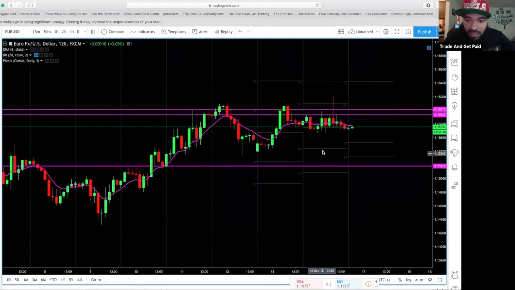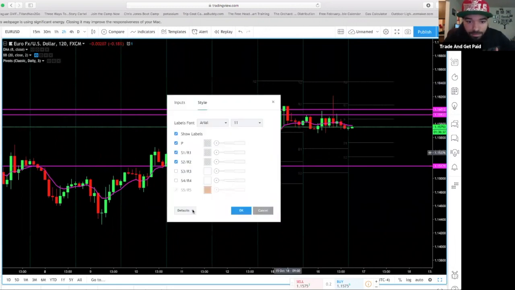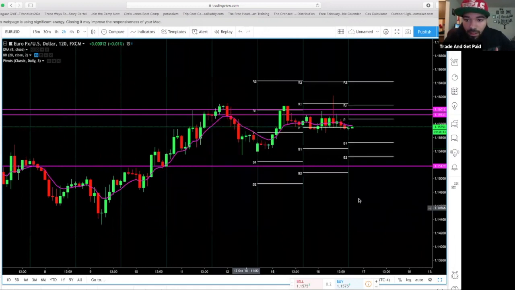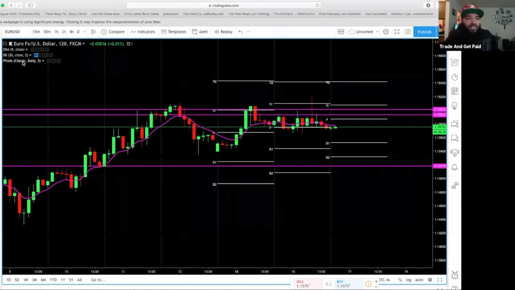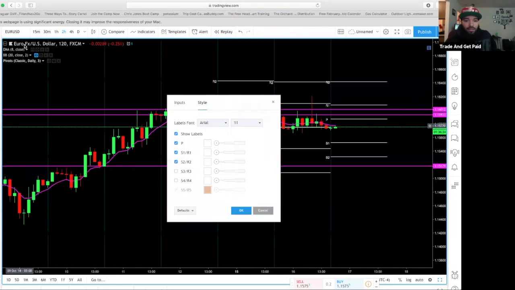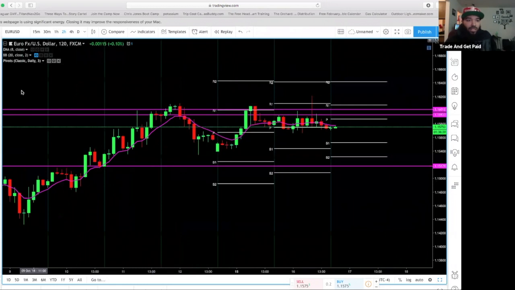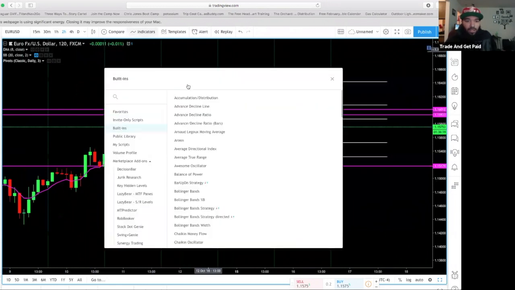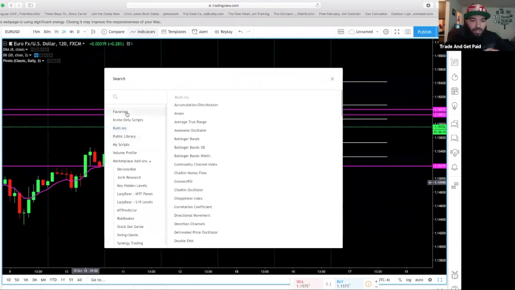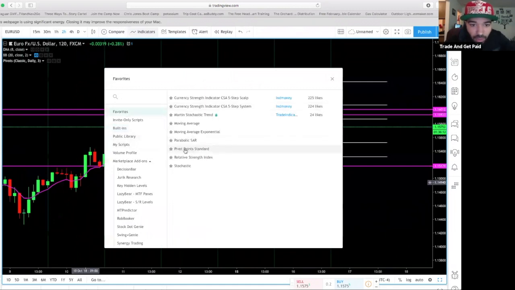So you can't see these, so let me bring them up. Reset settings. There you go. And all it is is the pivot point classic. That's all it is. Let me see inputs. All I did was go to indicators and type it in, and I put it in my favorites, I think. Yeah, pivot point standard.